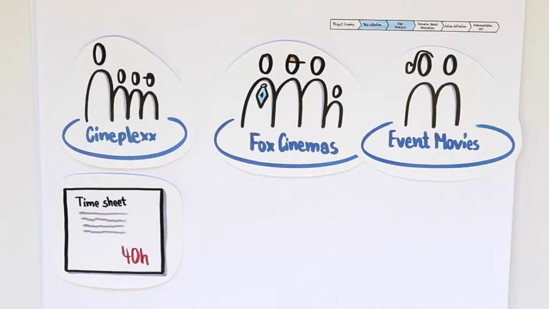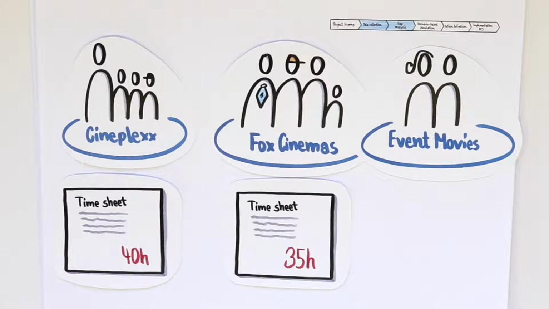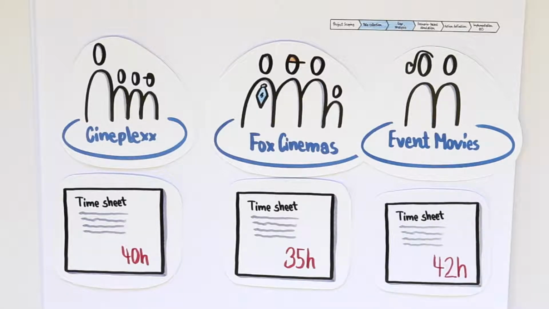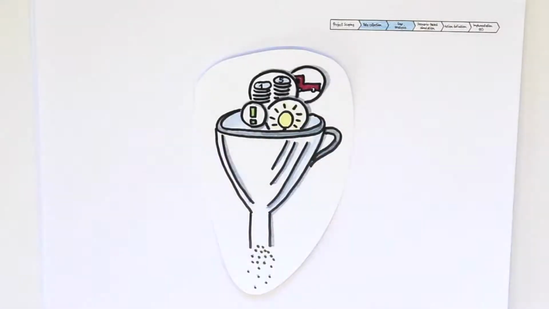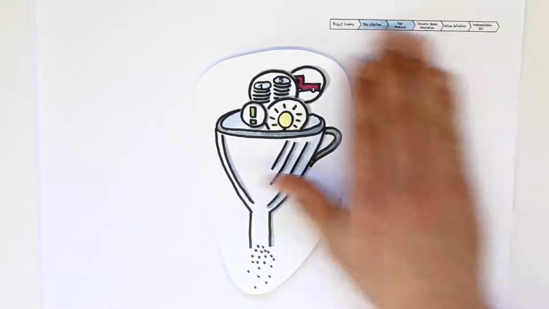One partner has a 40-hour, another a 35 or a 42-hour week. Are interns considered or not? How to deal with part-time workers? Once the data is comparable and the team has understood the differences, they consolidate the findings in a gap analysis.